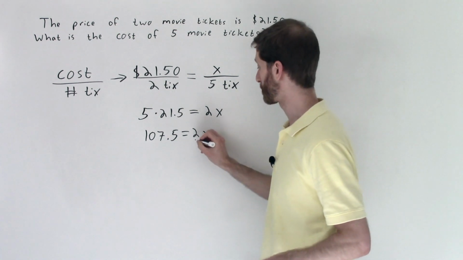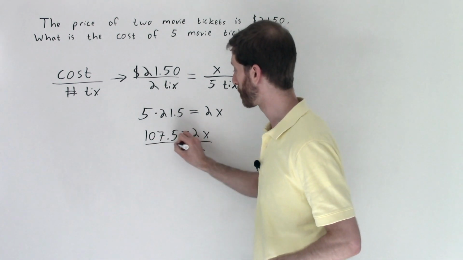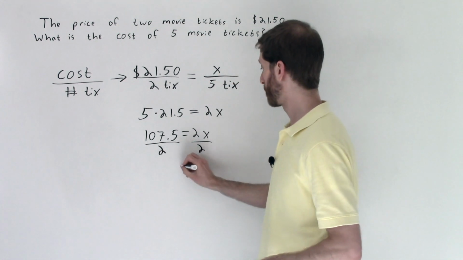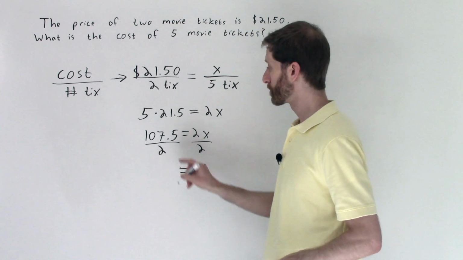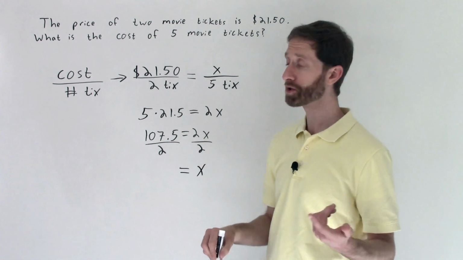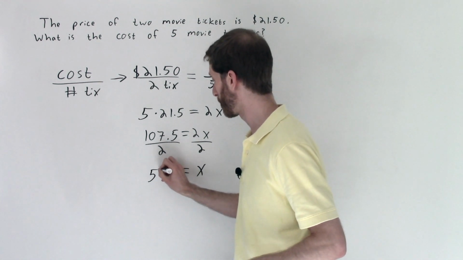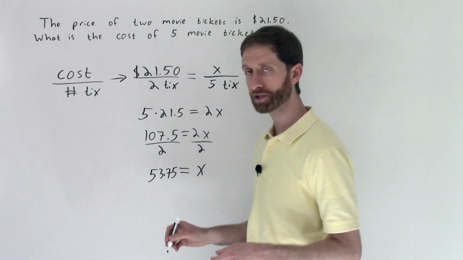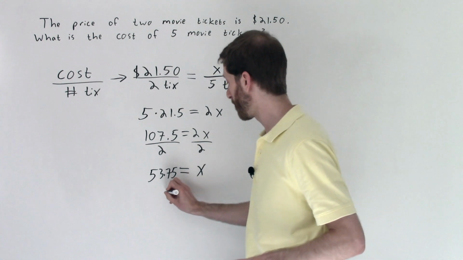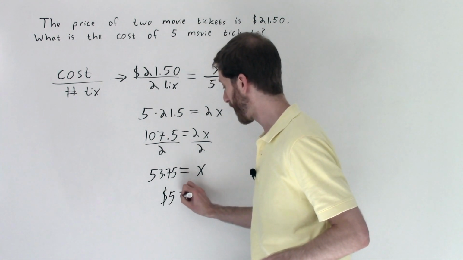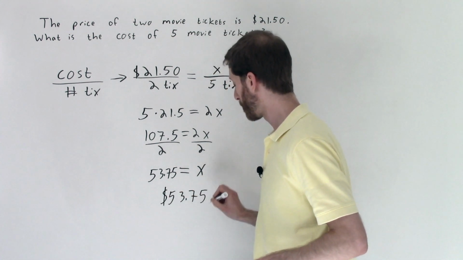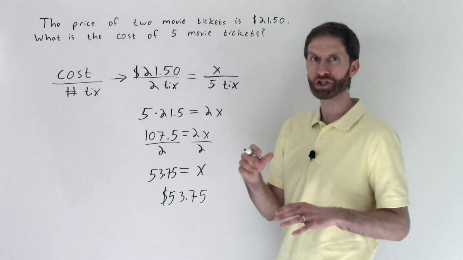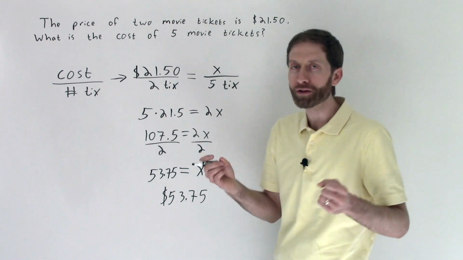So we divide both sides of the equation by 2. When we do that, we'll find the value of X, which is the cost of 5 movie tickets. So 107.5 divided by 2 is going to be 53.75. So I would say that the cost of 5 movie tickets is $53.75.